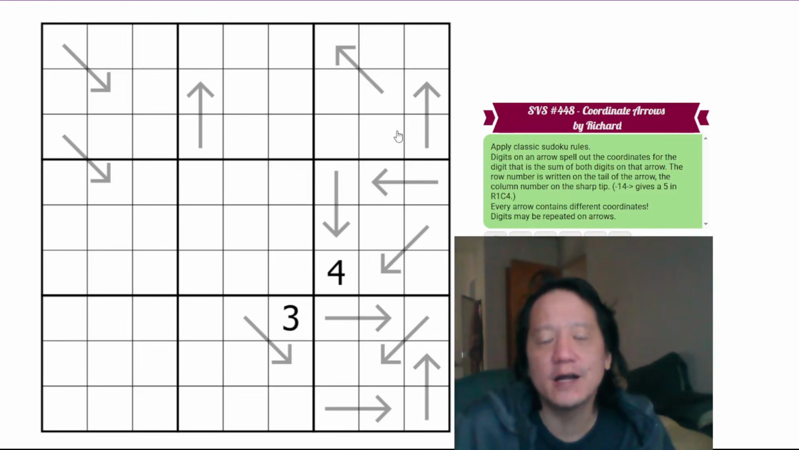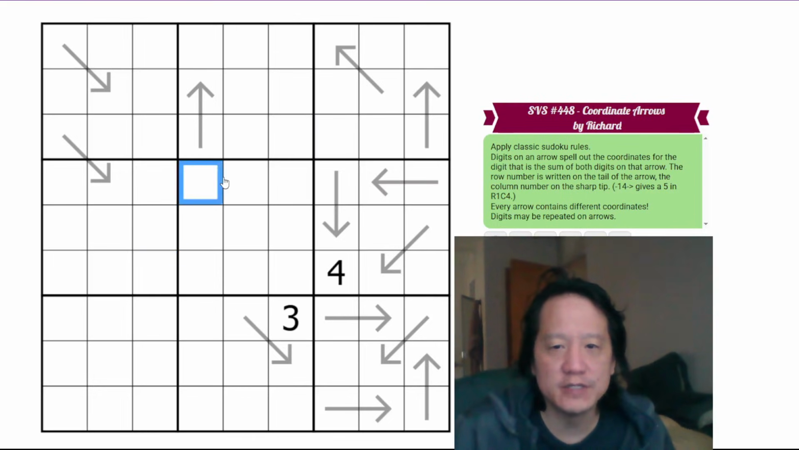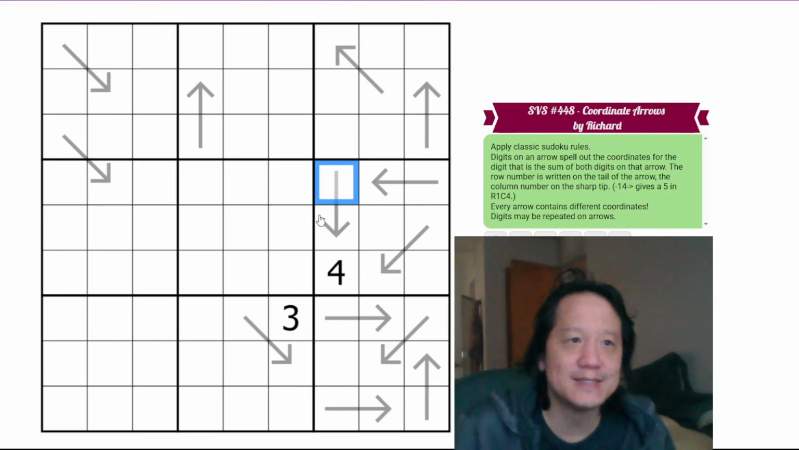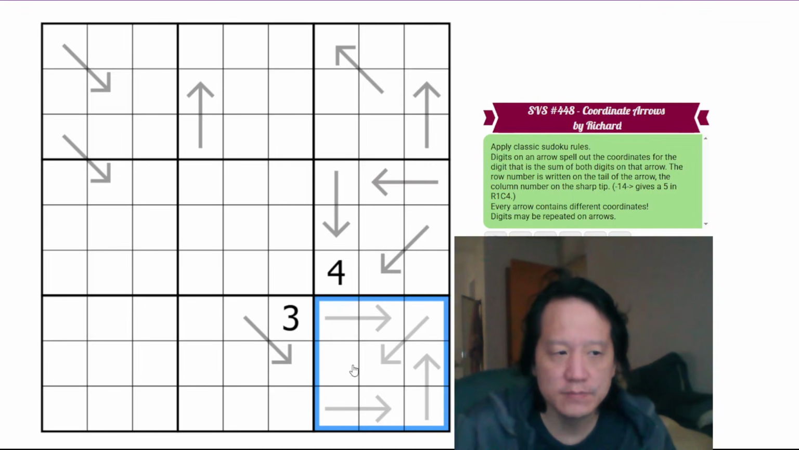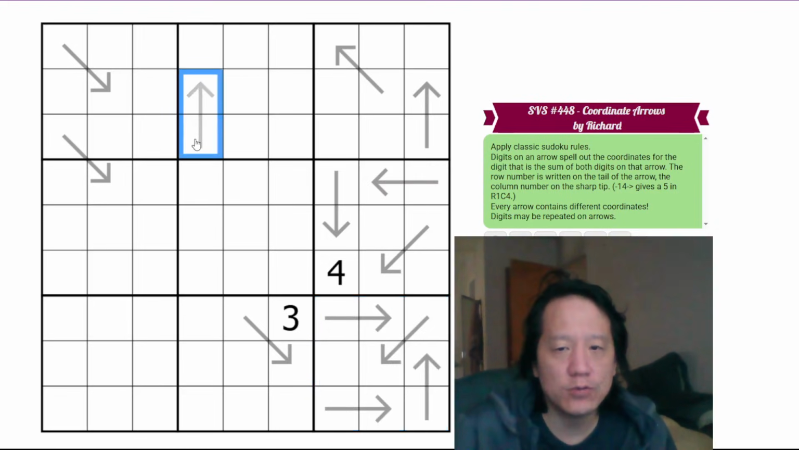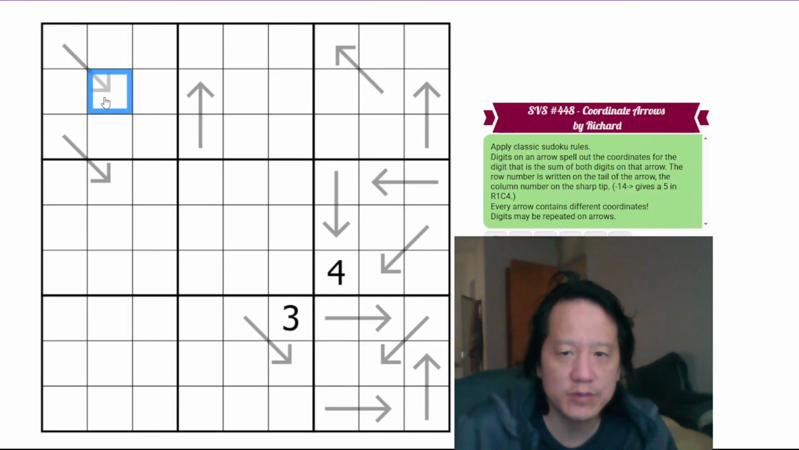We need to apply classic Sudoku rules, which means in every cell in the grid, place a single digit from 1 through 9 such that there are no repeats in any row, column, or designated 9-cell region, which is a box. We have digits on an arrow, spell out the coordinates for that digit. That is the sum of both digits on that arrow. The row number is written on the tail of the arrow, and the column number is on the sharp tip.